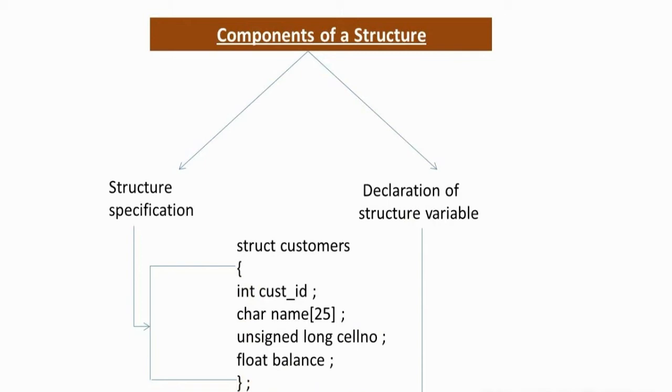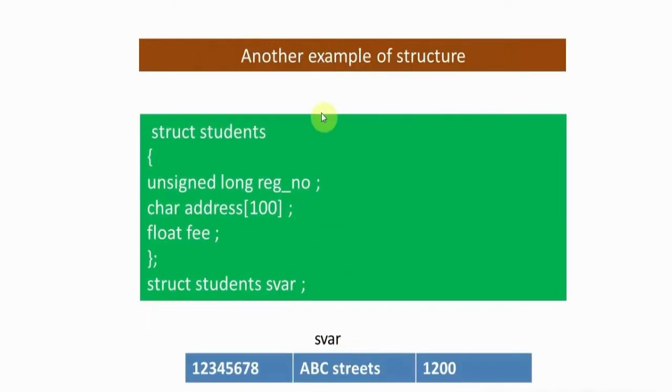And the syntax of declaring a structure variable is like this. First we will give the keyword struct, then the structure tag, which was customers, and finally we will give the name of the structure variable. As soon as the structure variable is declared, the space will be allocated in the memory for all these four members. In this example, there are four members. There can be any number of members or elements.